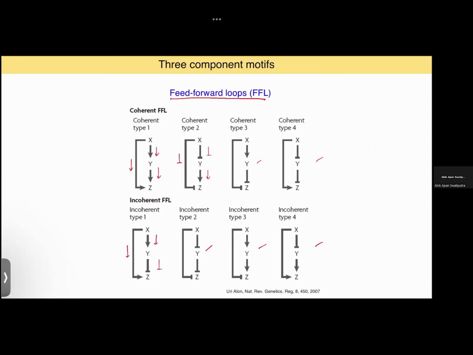So these are a few combinations possible between three component motifs, and these are called feed forward loops because the information from X is being fed forward to Z. That's why it's called feed forward loop, and you can either have it in the same sign or the opposite sign. So it's either coherent or incoherent.